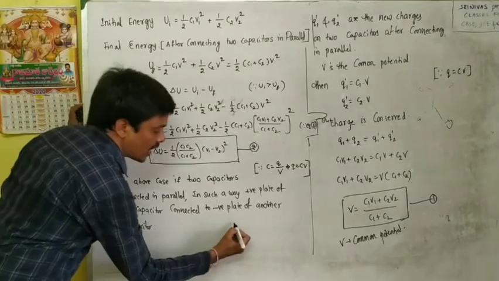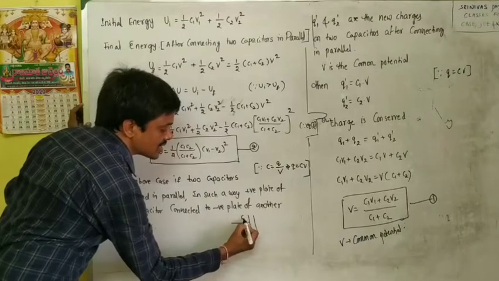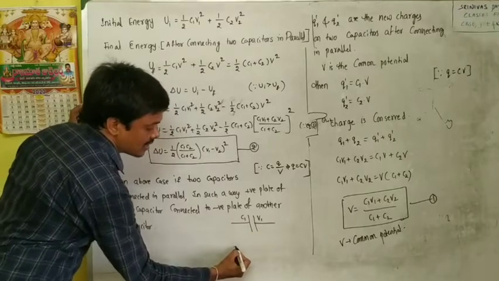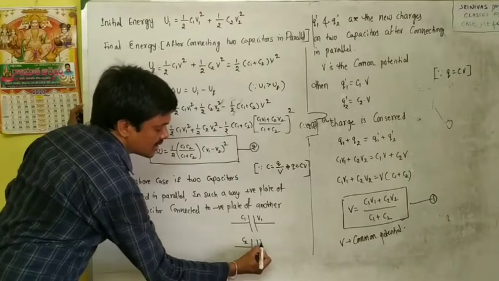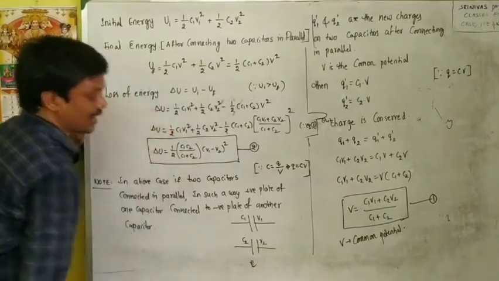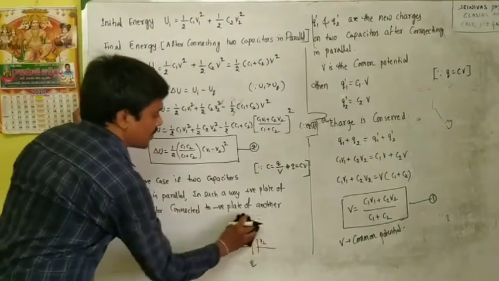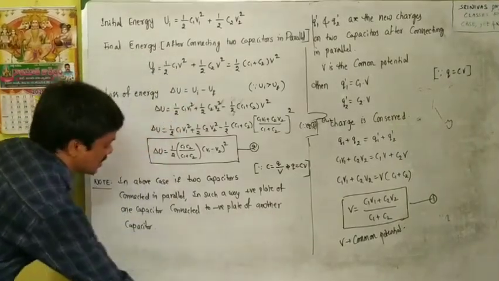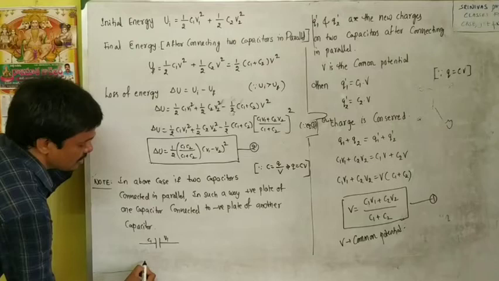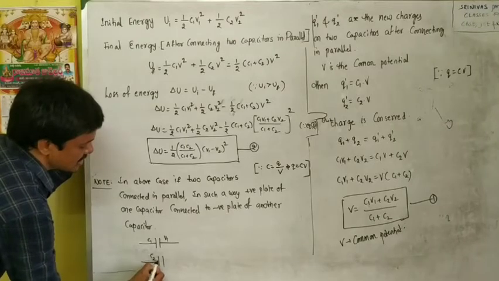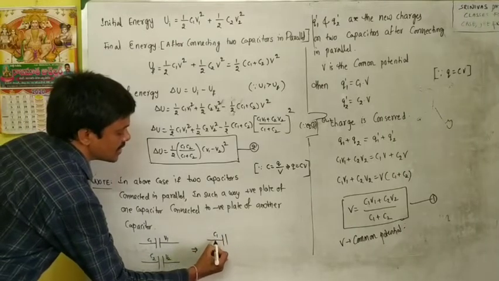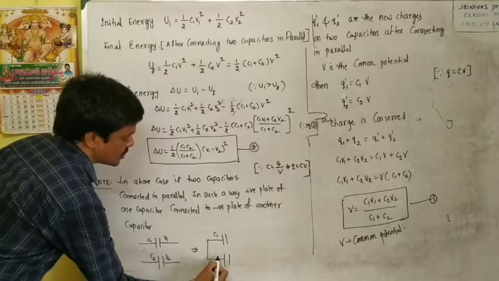Look at here, what is happening. This is the first capacitor whose capacitance is C1 and potential is V1, and this is the second capacitor whose capacitance is C2 and potential is V2, and now these two are connected in parallel. How will we connect them in parallel? Now I will draw this diagram. Firstly, the first capacitor, capacitance C1, potential V1. Second capacitor, capacitance C2, potential V2. And now these two are connected in parallel like this.